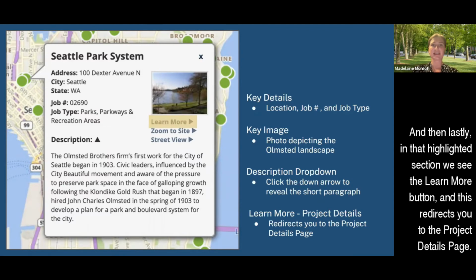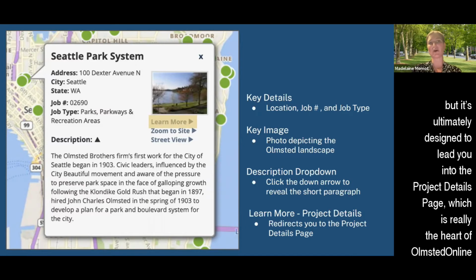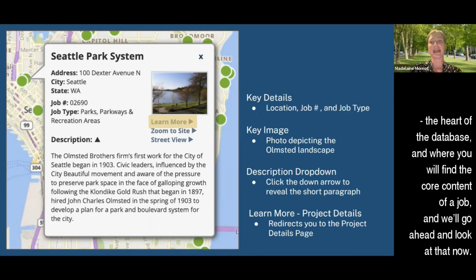And then lastly, in that highlighted section, we see the Learn More button, and this redirects you to the project details page. So the preview box that you see is a succinct overview of a job, but it's ultimately designed to lead you into the project details page, which is really the heart of Olmsted Online, the heart of the database, and where you will find the core content of a job. And we'll go ahead and look at that now.